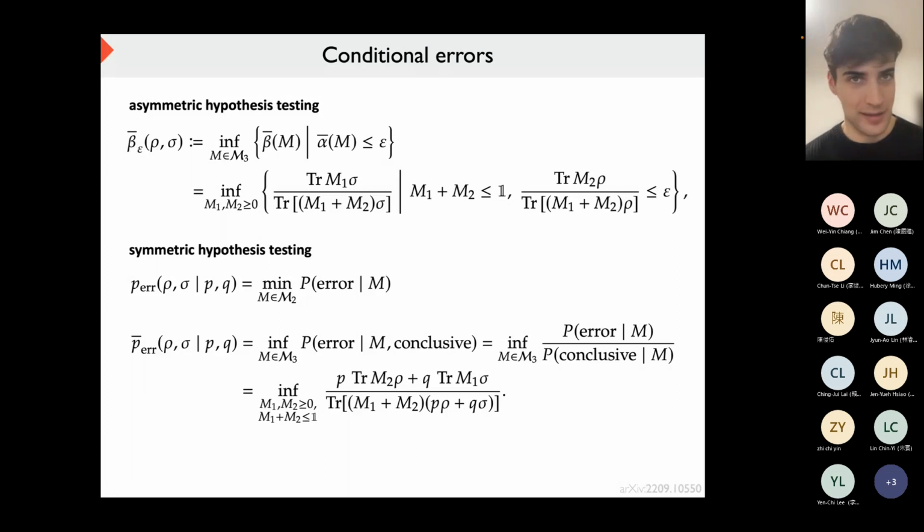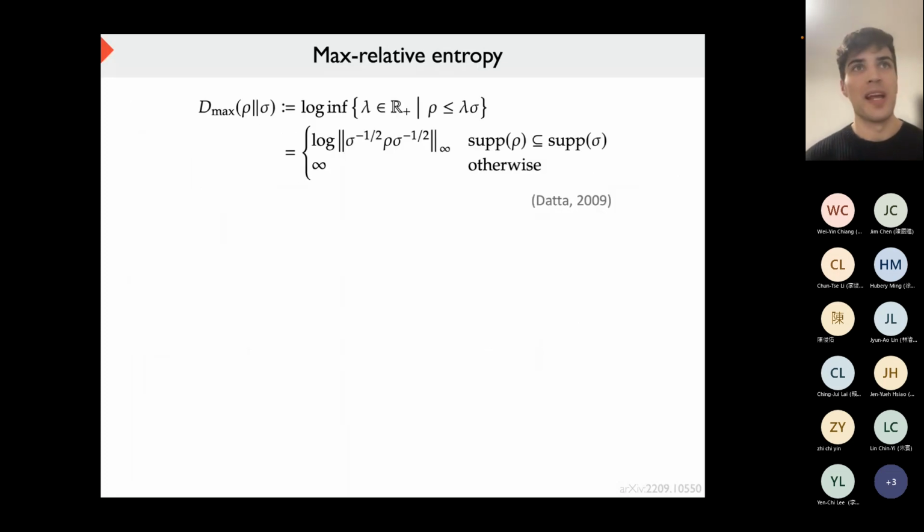These are actually much simpler than the original definitions of the error. So that's maybe the surprising result here. But to understand these quantities, we first have to introduce the notion of the max relative entropy, because this will be the entropic quantity that we will use in understanding what we call post-selected hypothesis testing errors. So the max relative entropy D max is defined essentially with this kind of inequality.